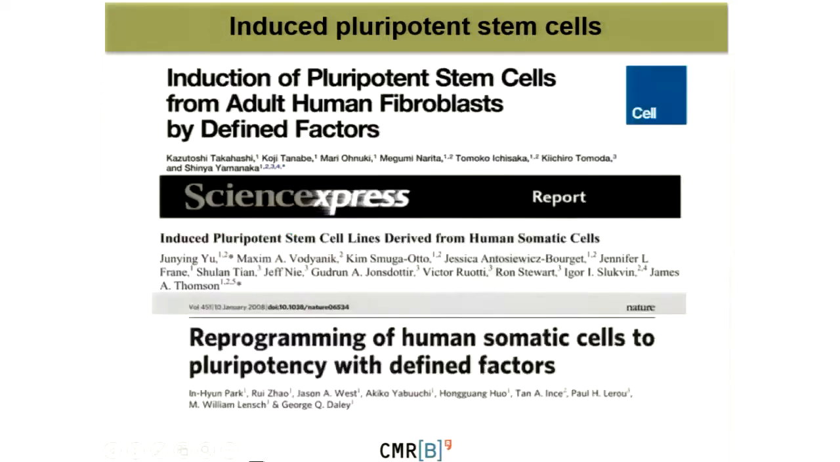Very shortly afterwards, this is the end of 2007, beginning of 2008, three different groups, independently, including that of Yamanaka's, show that the same procedure also works with human cells. So you can now take somatic cells, human somatic cells from any person, and reprogram them to behave as human embryonic stem cells.